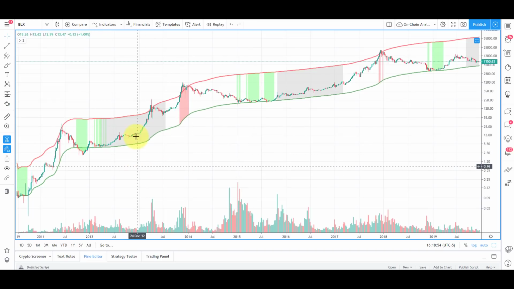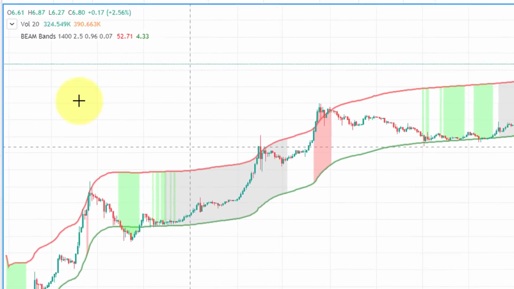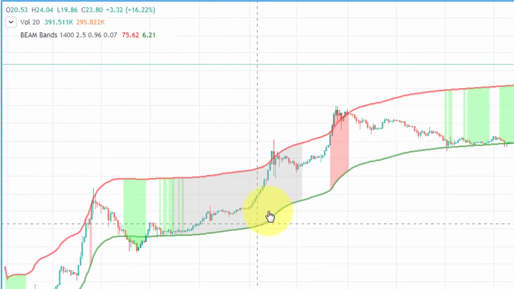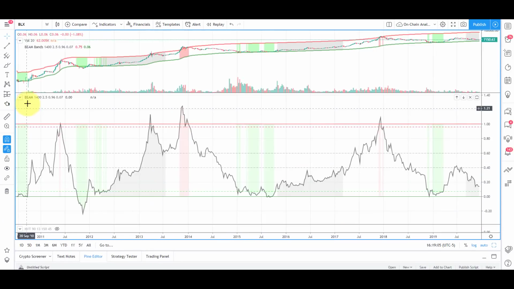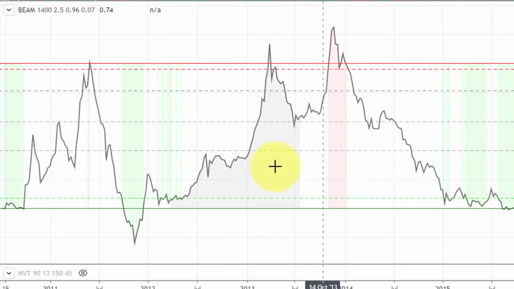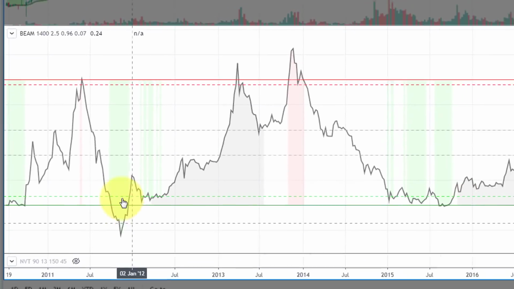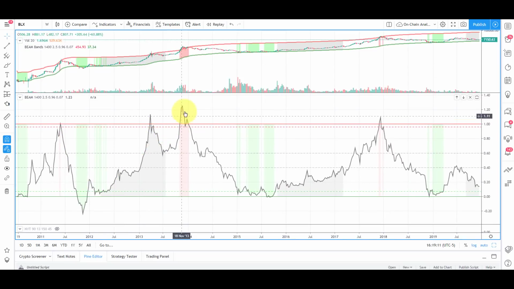All right, so this indicator is called the beam indicator. And there's two indicators that actually come with this. There's the beam bands, that's actually meant to be on the price chart. And then there's the beam indicator, which this is derived from, kind of an oscillator like you would have with other things like RSI and stuff like that. But the calculation is a little different outside the box. So we're going to talk about what this is.